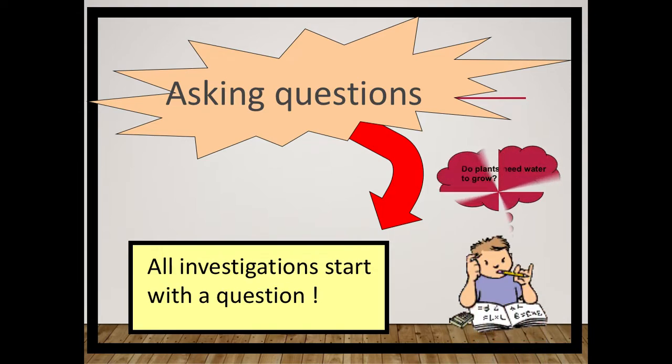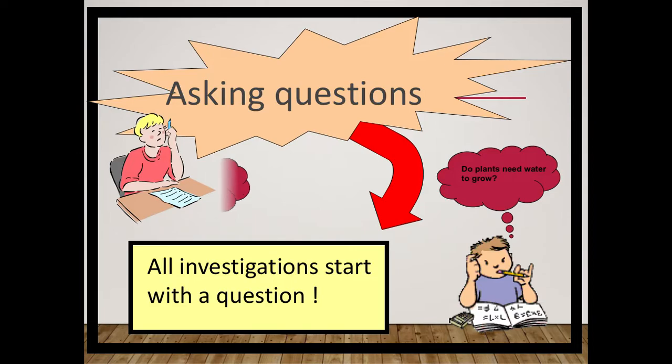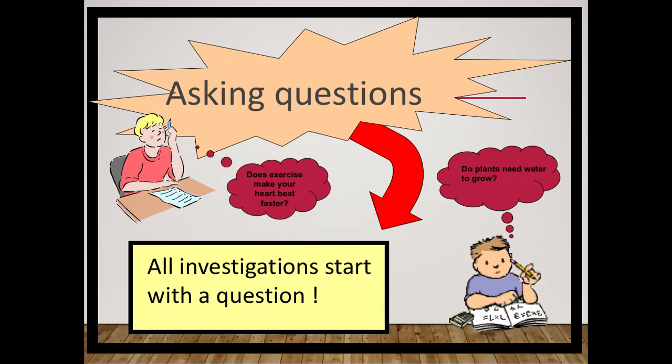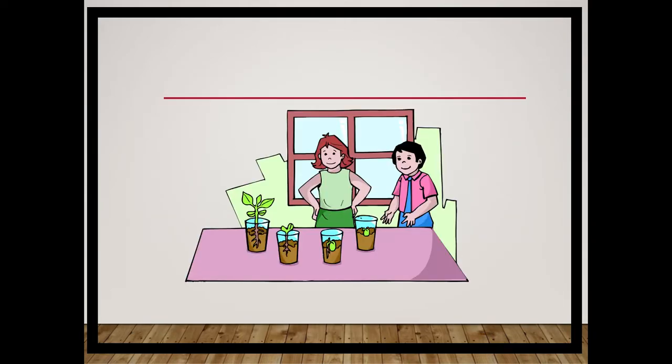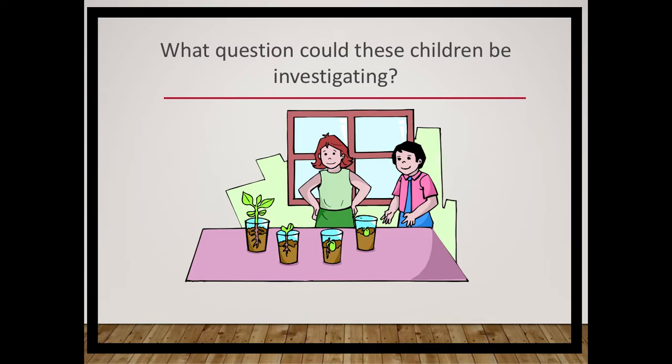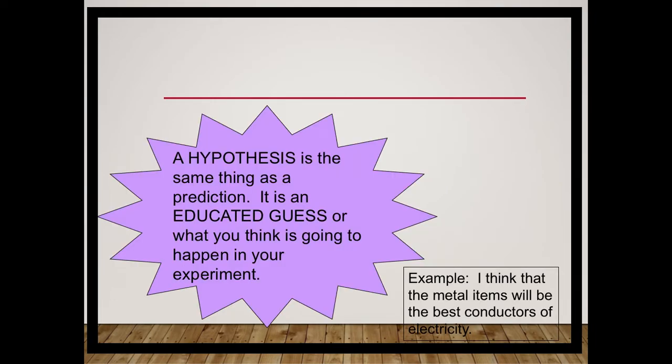When you ask a question, you investigate by saying things like, does exercise make your heart beat faster? Do plants need water to grow? Those are basic things you ask that you can 100% investigate. What questions could these children be investigating? Well, just like we talked about in our other slideshow, how much water do plants need to grow? How tall will my plants grow if they're in sunlight? What are they predicting will happen? Well, maybe how tall their plants get.